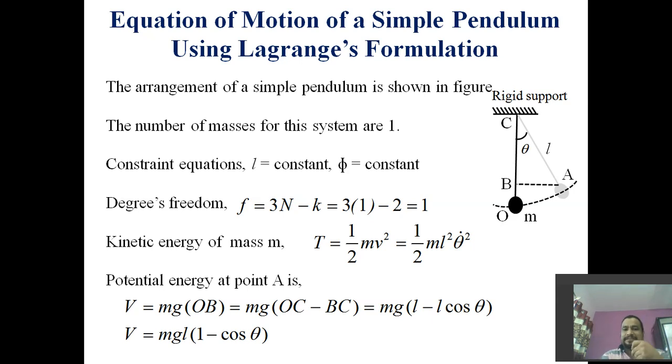So let us see the arrangement of the simple pendulum shown here. A simple pendulum consists of one mass attached to a rigid support through an inextensible string. This string has a constant length L, as shown here. When we give oscillations to the pendulum, the mass travels along this path shown here.